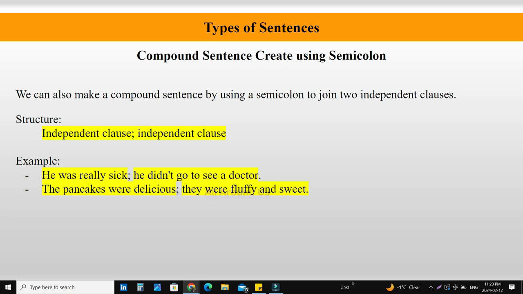Compound sentence creation using semicolon. We can also make a compound sentence by using a semicolon to join two independent clauses. Structure: independent clause, semicolon, independent clause. Example: He was really sick; he did not go to see a doctor. Here, he was really sick is the first independent clause, then a semicolon, then the second independent clause, he did not go to see a doctor. In the same way: The pancakes were delicious; they were fluffy and sweet.